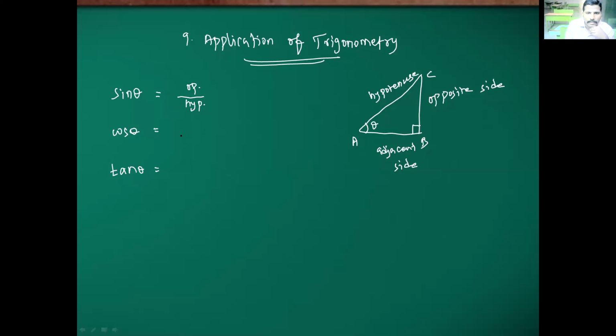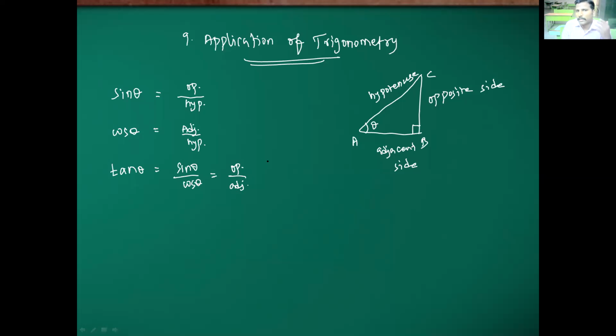So cos theta is adjacent divided by the same hypotenuse. Sine and cos, if you divide them, that is tan theta. Sine theta divided by cos theta is tan theta. When you divide, the hypotenuse will cancel. So opposite side divided by the adjacent side, this you will get. So these 3 ratios you should remember.